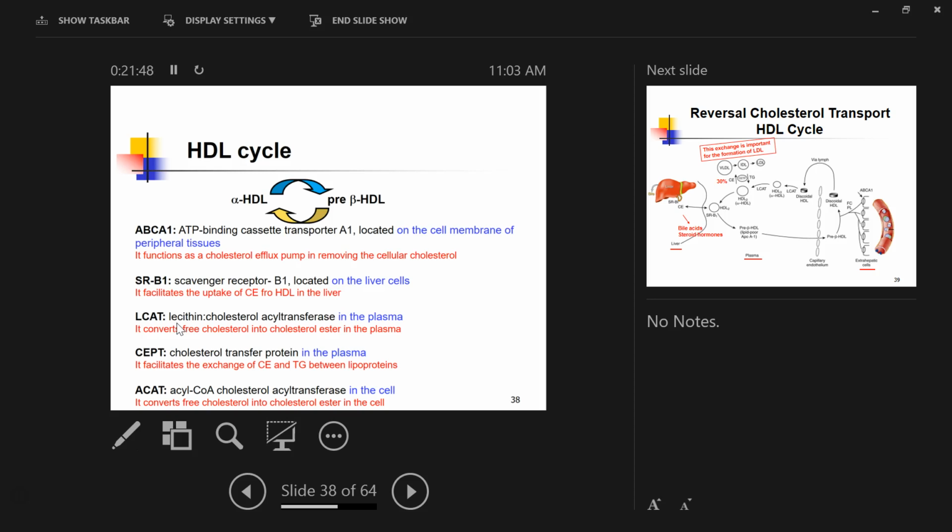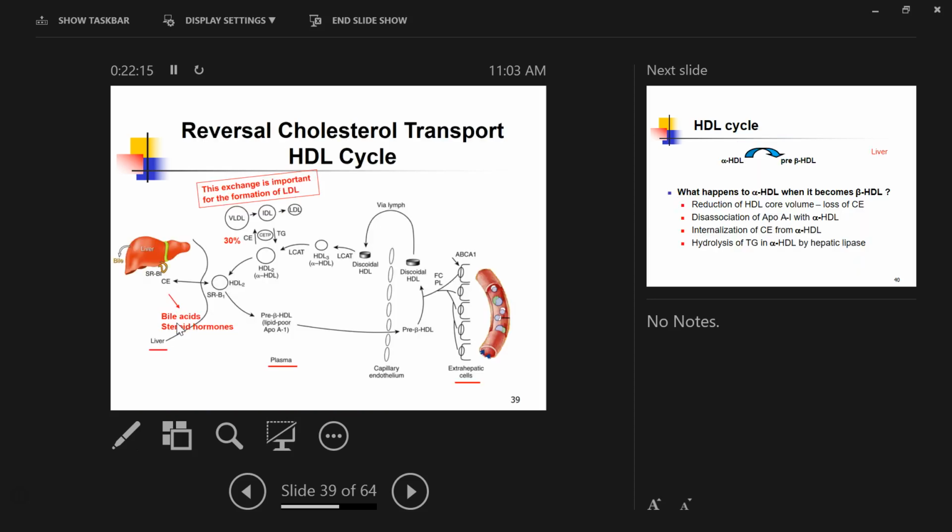So try to remember all these different receptors, enzymes, and proteins, and get to know where each protein or enzyme is located and what their functions are. That can help you to understand the whole process of reverse cholesterol transport, or the HDL cycle. So this slide will just give you more detail, but similar. We'll just get into more steps during the reverse transport process.